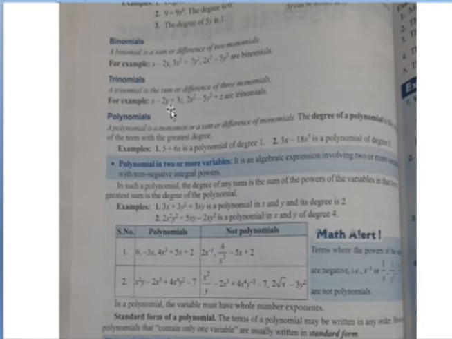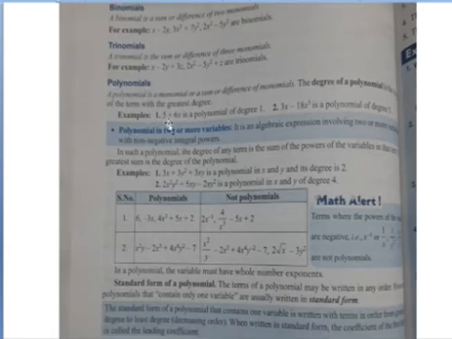Where more than three terms are available, those are known as polynomials. Poly means many. Okay, like in here, these are polynomials. A polynomial is a monomial or a sum or difference of monomials. Like here 5 is a monomial and 6x is a monomial. So when we add, we get a polynomial. Okay, poly means many terms. So these are polynomials.